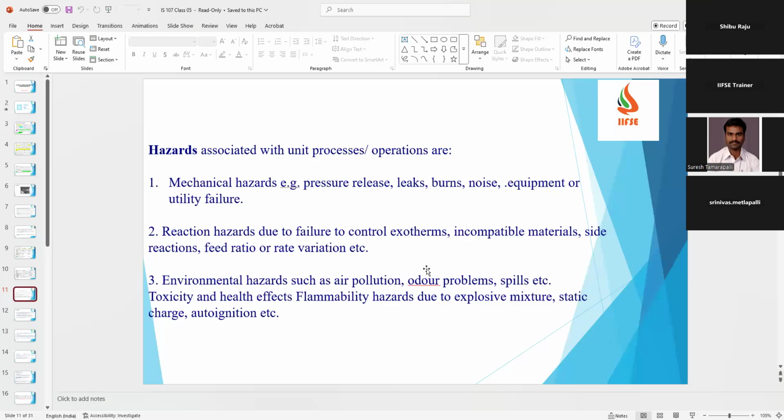Even spills. Toxicity is nothing but poisonous gases. Then flammability and explosivity as well as auto ignition. So these are some of the hazards.